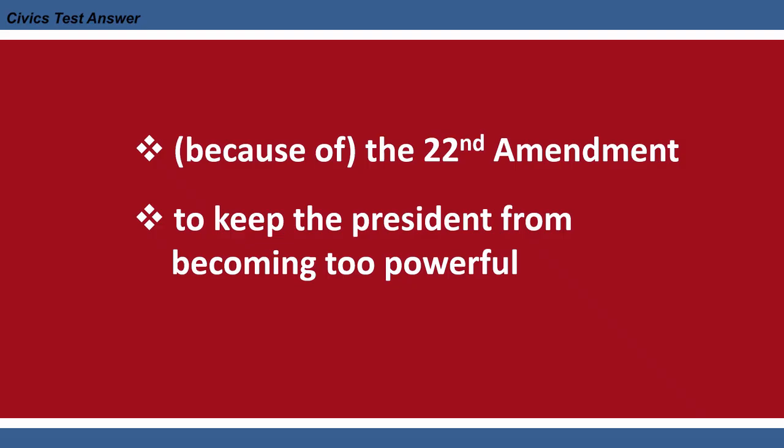The 22nd Amendment limits the President of the United States to a maximum of 2 terms in office. Preventing the same person from being elected president over and over again is a way of safeguarding against someone using their political connections and executive powers to take control of the entire government, becoming too powerful for the system of checks and balances to work.